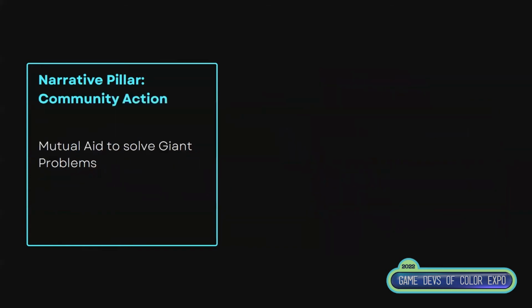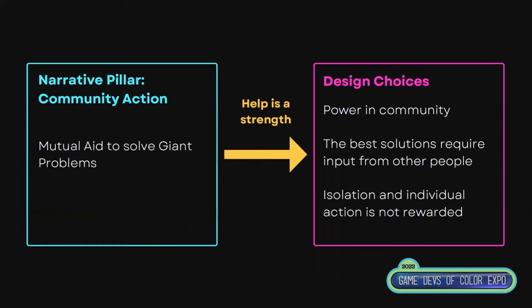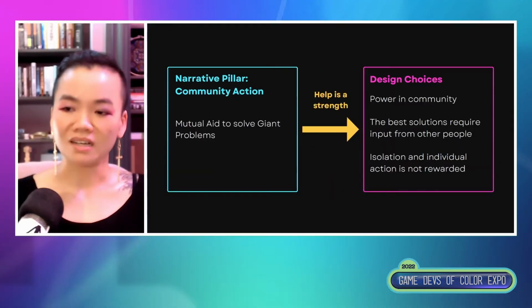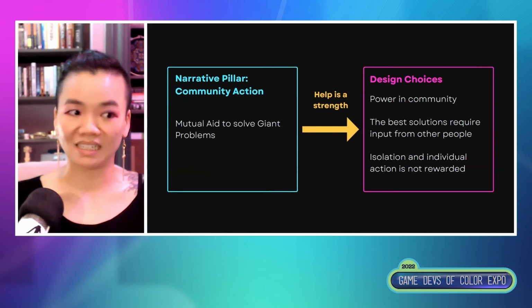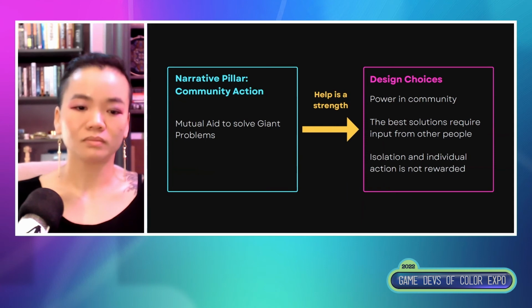An emphasis on community action, which is about mutual aid to solve giant problems, means that asking for and accepting help is a strength, and communal action is heroic. The best solutions come from building community power and gaining insight from others. Flux has the option to go it alone if she wants to, but that's not going to get you the best outcome. It might ultimately make things worse.